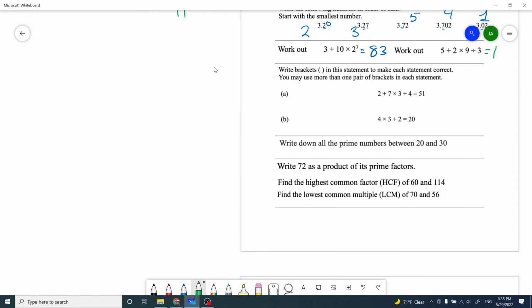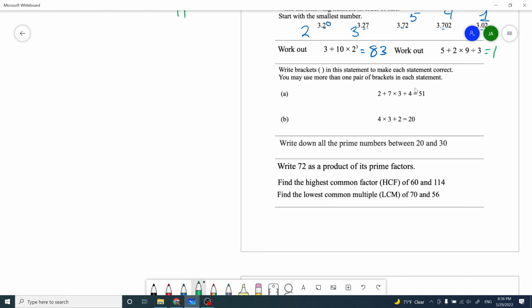Here we need to write in brackets to make each statement correct. So again, keeping BIDMAS in mind, we have 2 plus 7 times 3 plus 4 equals 51. If you did this all out, you would do the multiplication here first. 21 plus 2 is 23, plus 4 is 27. So that clearly does not work.